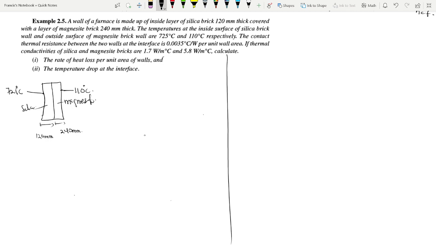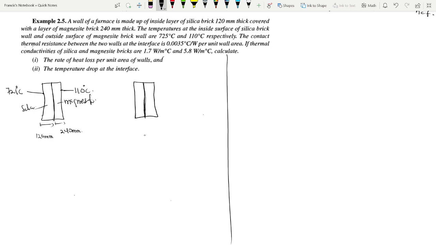The contact thermal resistance between the two walls at the interface is 0.0035. So we are talking of the contact thermal resistance between the two walls. We are talking about this portion. Now, when you take composite walls, one of the assumptions was that there is no temperature drop between the two walls or between the two surfaces. That is one assumption.